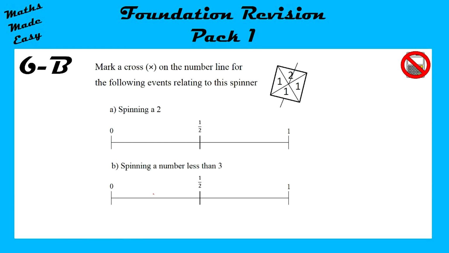Question 6b. Probability of spinning a 2 on this spinner is 1 out of 4, so again that needs to go a quarter of the way along, and the probability of spinning a number that's less than 3, well they're all less than 3, so that is certain and lives there.